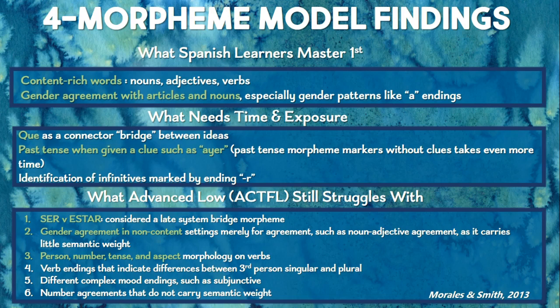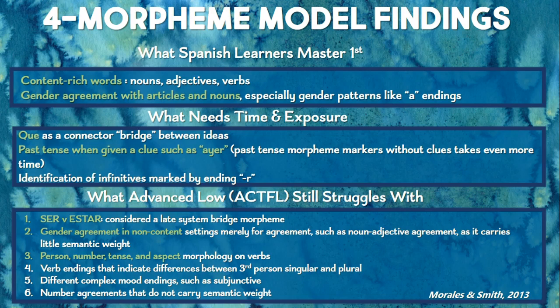This is considered a late system bridge morpheme, meaning that, yeah, those words contain a lot of meaning, but being able to tell the difference between them takes a lot of time and effort and exposure, and it's something that advanced low speakers still struggle with. How about this one? Gender agreement in non-content settings, meaning merely for agreement's sake, such as noun, adjective, that kind of thing, because it carries very little semantic weight, meaning that it doesn't give a listener any more idea of what's going on in the sentence. It just makes sure that it's accurate.